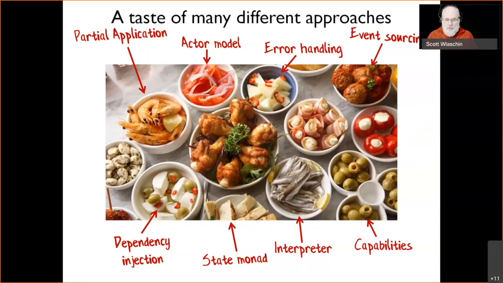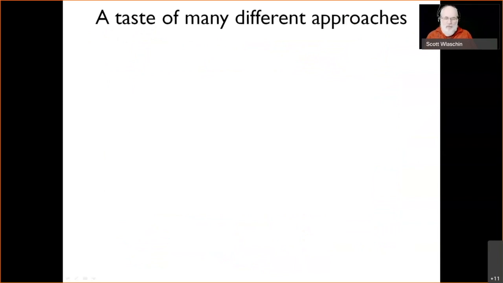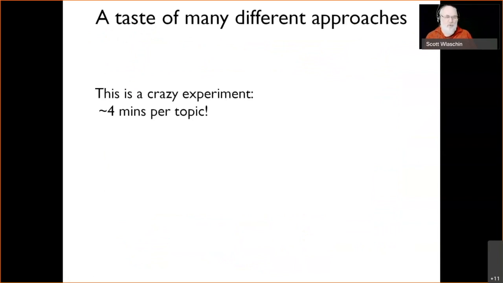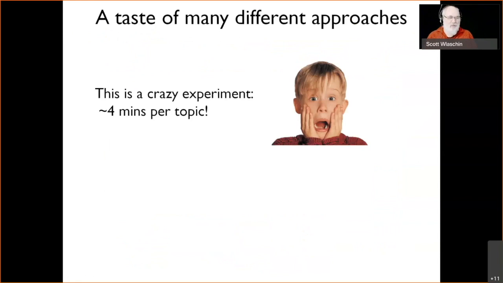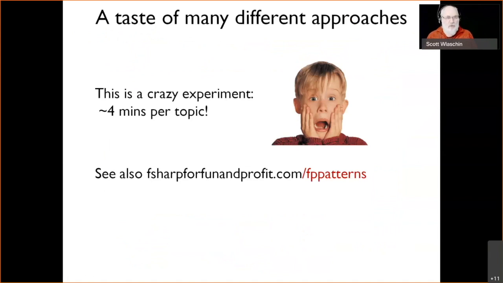And I'm already out of time because we have an hour to do this, and it's about 4 minutes per topic. So this is how I feel right now. It's crazy. If you like these kind of crazy talks where I do a lot of things in 1 hour, I have another talk on functional programming patterns, also very fast and crazy.